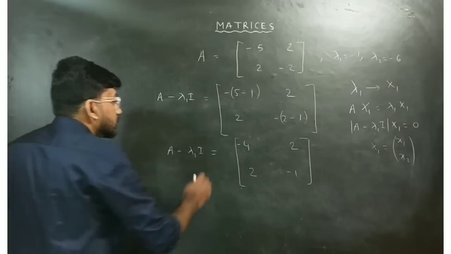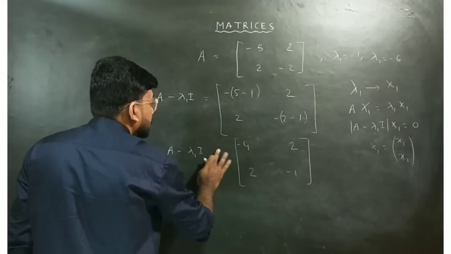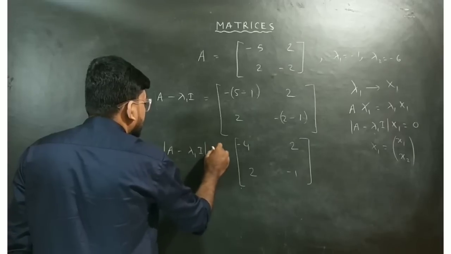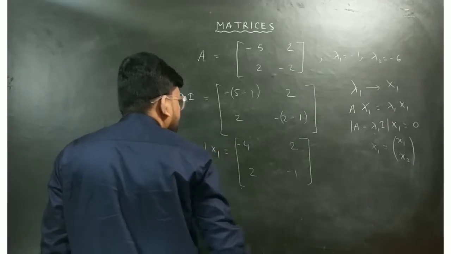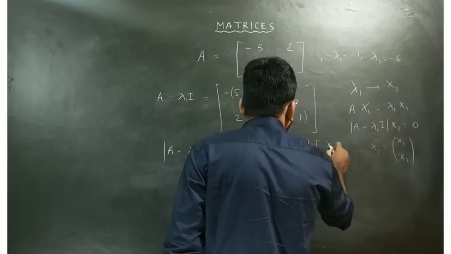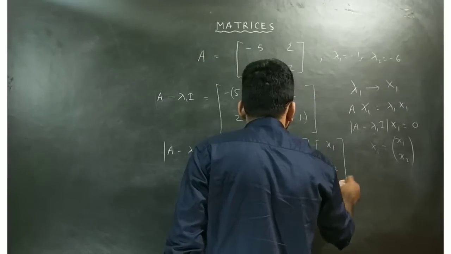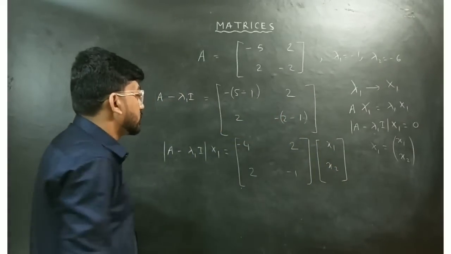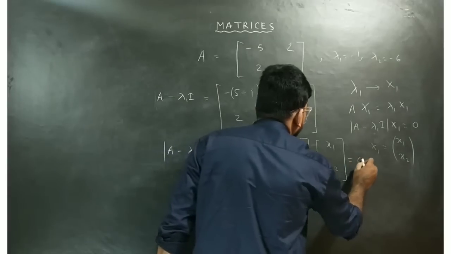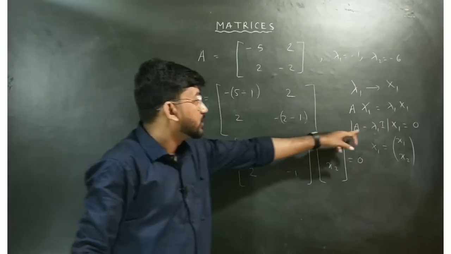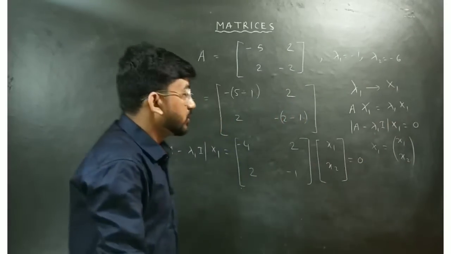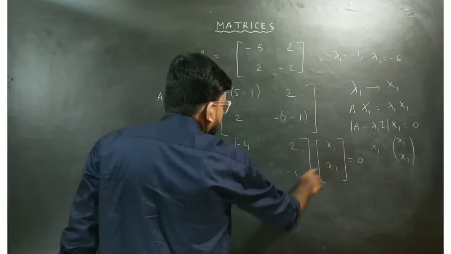Now, if you want to write it this way, A minus lambda 1 I into x1, that will be something like this, with x1 and x2. Now this will be equal to 0 according to the equation A minus lambda 1 I into x1 equal to 0. Now you have to multiply these two matrices.